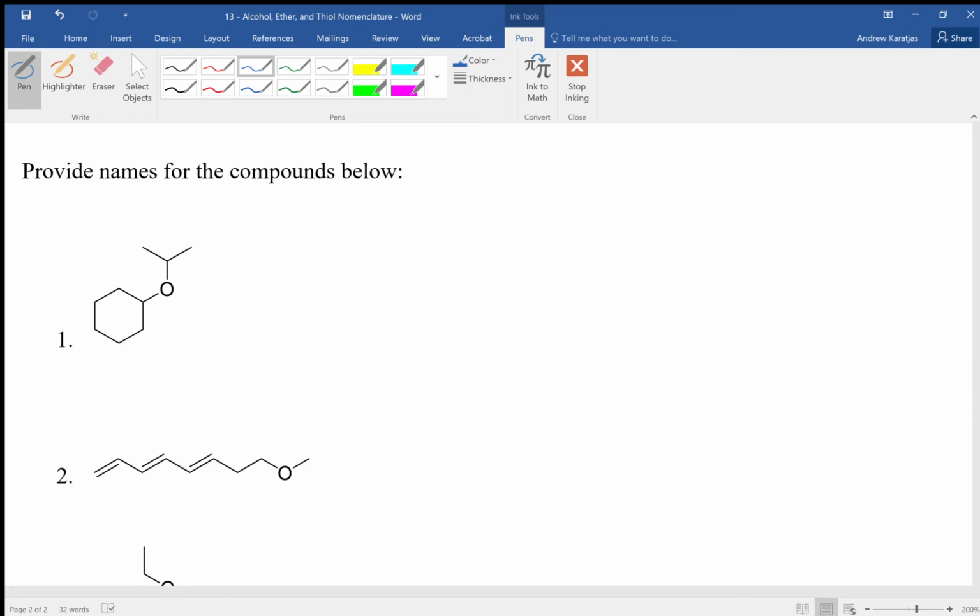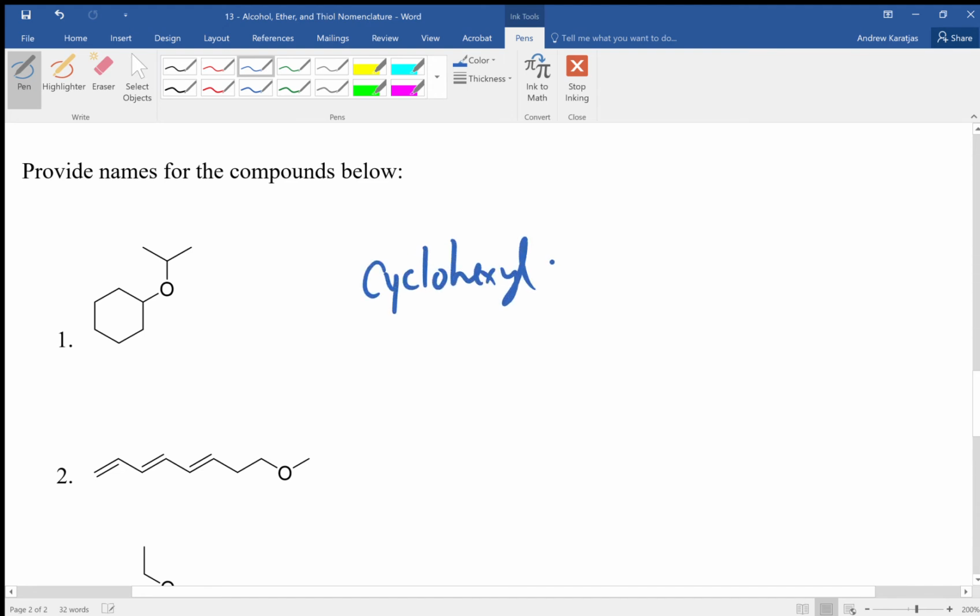Right, now we have some ethers and thiols to look at. Number 1 is, when we have the very simple R groups, we just name the 2 R groups. So cyclohexyl on one side of the oxygen, isopropyl on the other side. We put them in alphabetical order, and then we just put ether at the end.